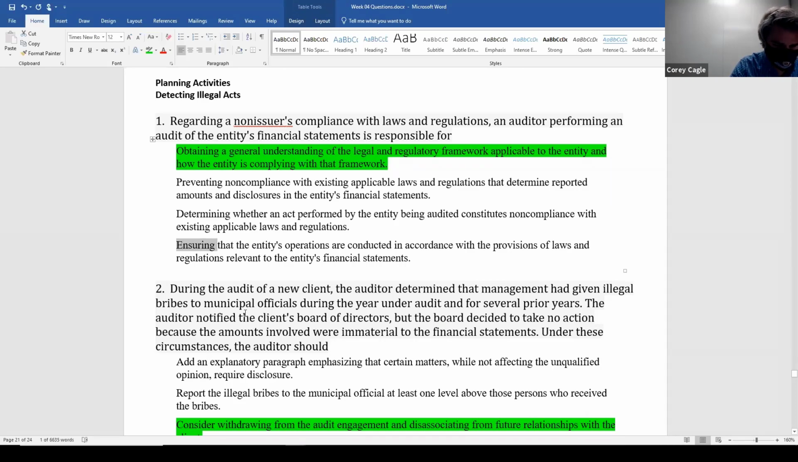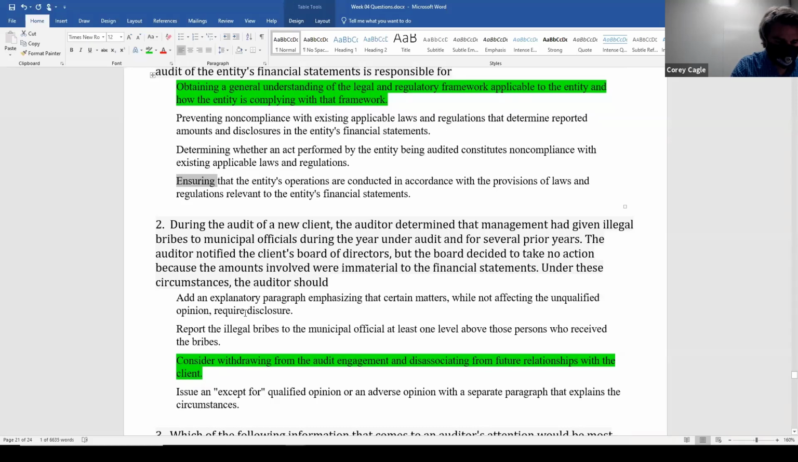Number two, during the audit of a new client, the auditor determined that management had given illegal bribes to municipal officials during the year and several prior years. We notified the board. So the board, that's the people in charge of governance, decided to take no action. That's one of those things where we're out of there, right? So there you go.